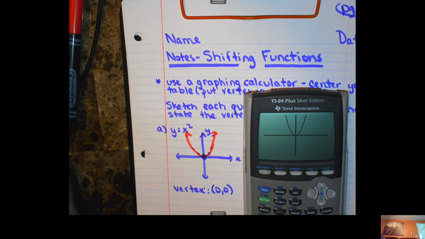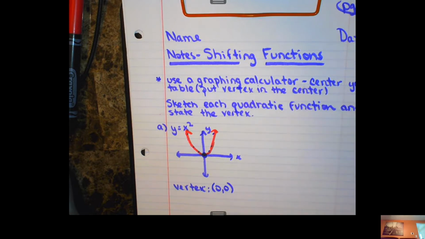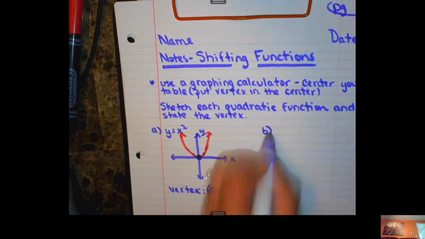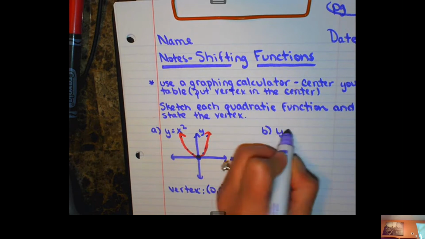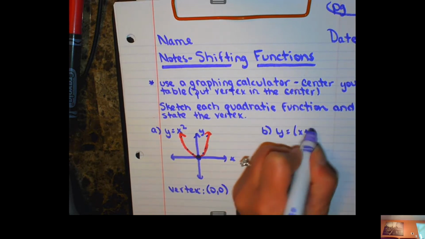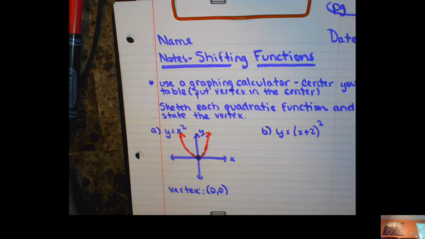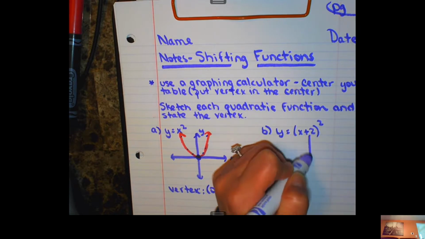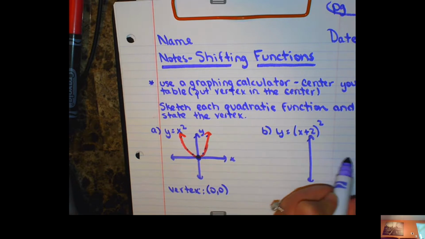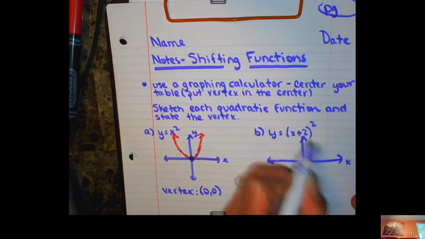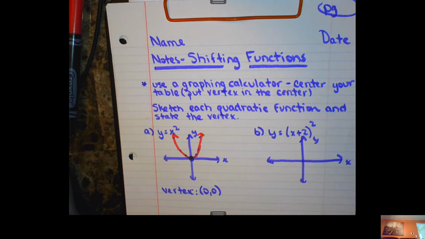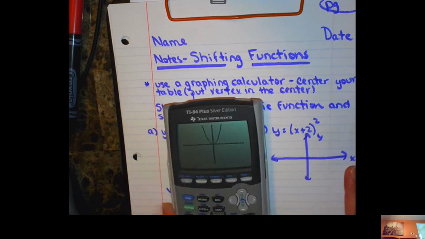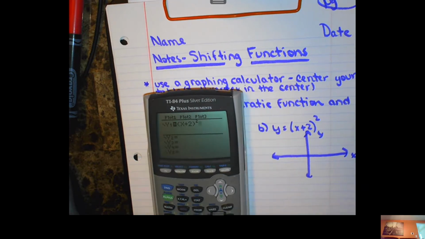So now let's see what happens when we add 2 to this equation. I'm going to have you write example B, and I'm going to have you write y equals, and in parentheses, x plus 2, and then squared on the outside. So we're going to make a graph of this. So let me make my little x and y axis. I wonder what's going to happen to it. Here's my x and y. So here was my original graph. I'm going to go to y equals, and I'm going to type in parentheses x plus 2 squared. And I'm just going to hit graph just to see what it's going to look like before I graph the vertex.